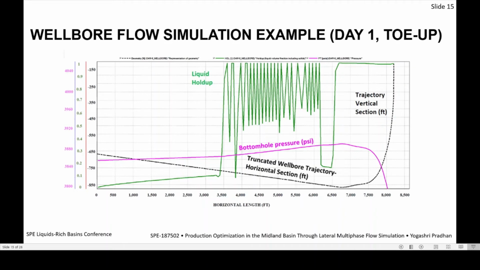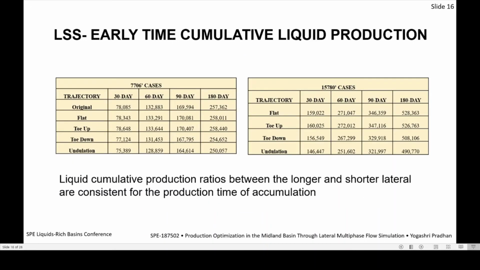Here's a wellbore flow simulation example at day 1 where you had some liquid holdup trajectory. We had some liquid holdup as you're reaching the toe. Your flowing bottom hole pressure does rise because you're accumulating liquid near the heel of the well. And here's the lower Sprayberry early time cumulative liquid production results. You'll notice that for each trajectory, we came up with 30, 60, 90, and 180-day cumulative production results. Liquid cumulative production ratios between longer and shorter laterals are consistent for production time of accumulation. This came from the original lateral length, and this is when we doubled the lateral length.